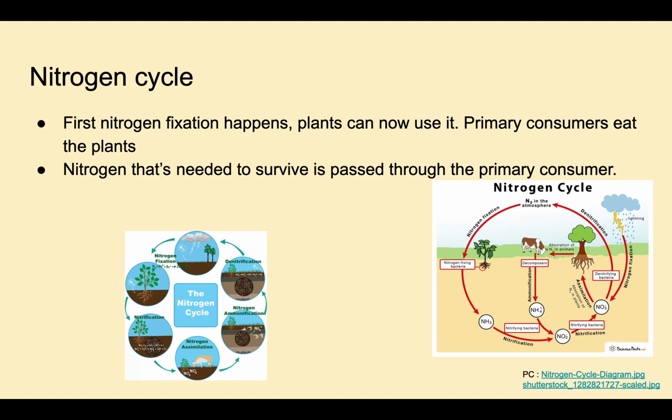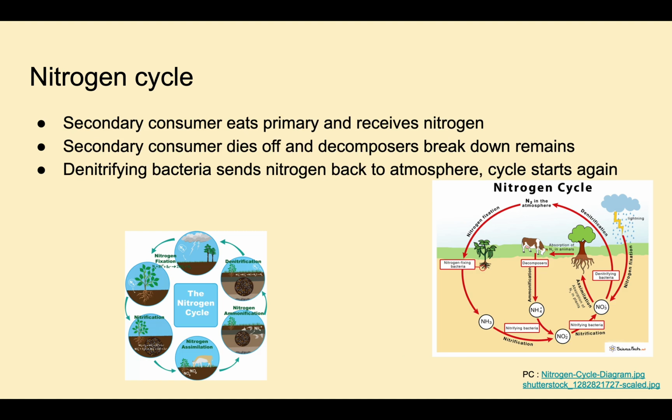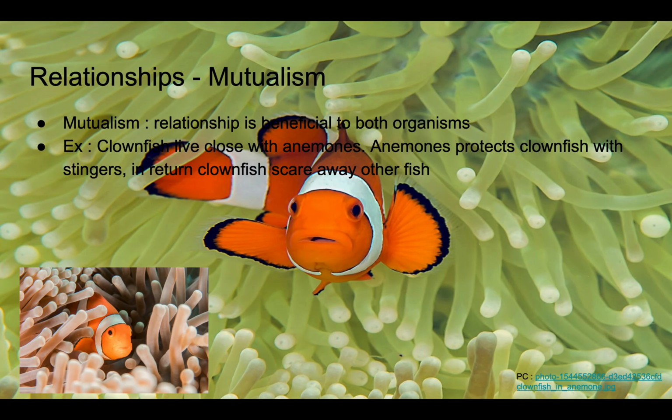Nitrogen cycle. First, nitrogen fixation happens and plants can now use it. Primary consumers eat the plants, and nitrogen that is needed to survive is passed throughout the primary consumer. The secondary consumer eats the primary, and then receives the nitrogen. Secondary consumers die off, and decomposers break down the remains. Denitrifying bacteria sends nitrogen back to the atmosphere, and the cycle starts again.